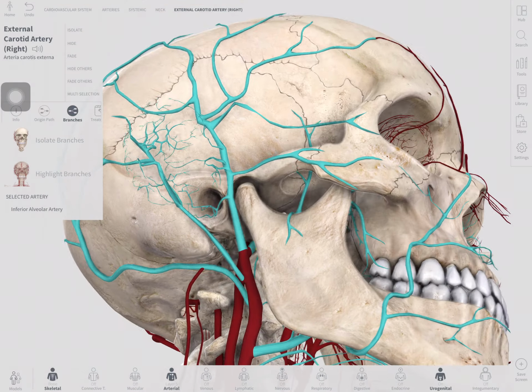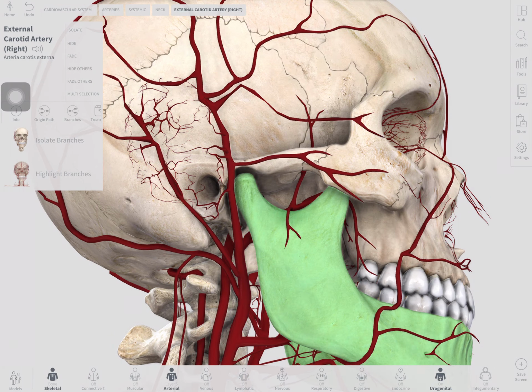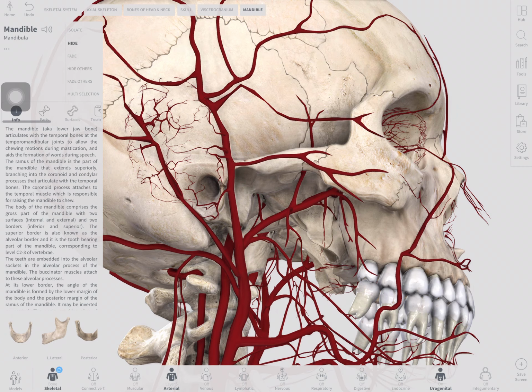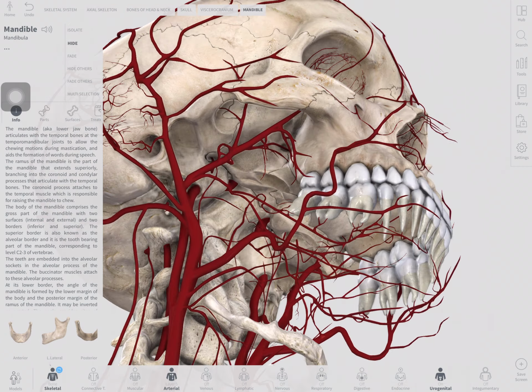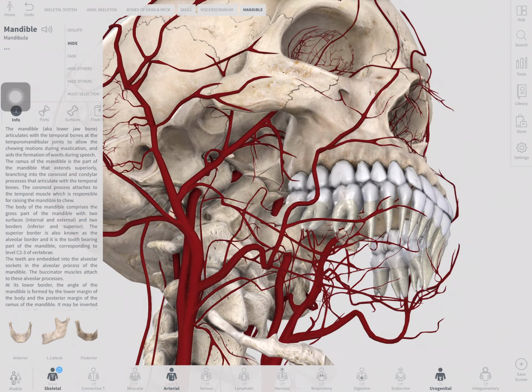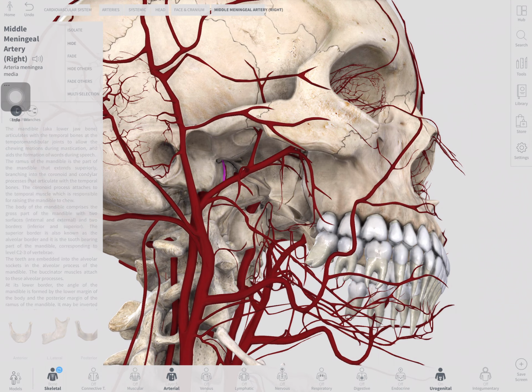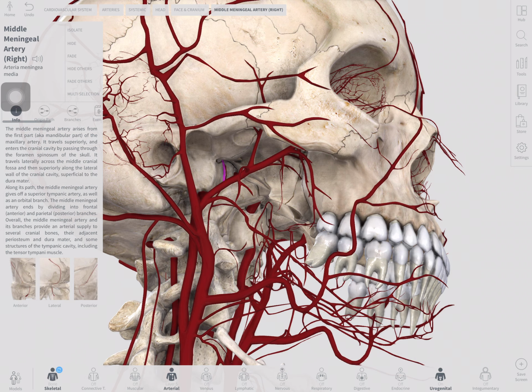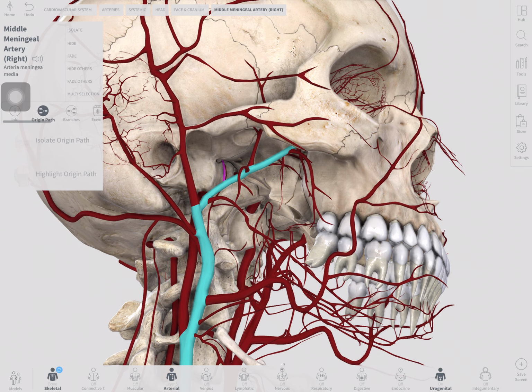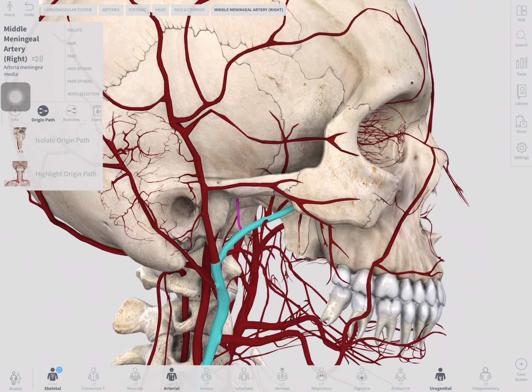Okay, so what I have to do is hide this to show you the middle meningeal artery. Yes, this is the middle meningeal artery. It is originating from the external carotid artery.